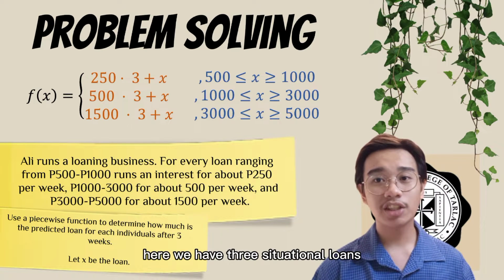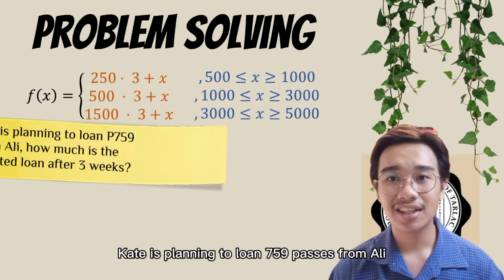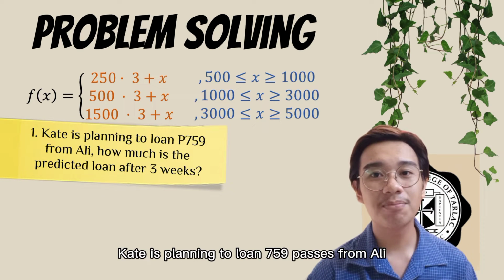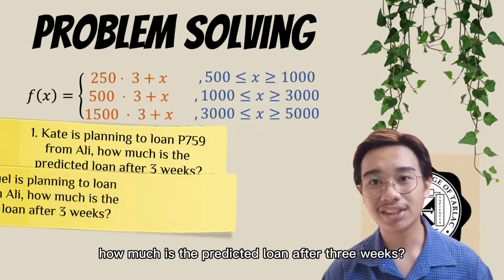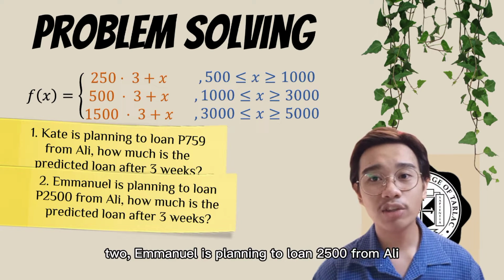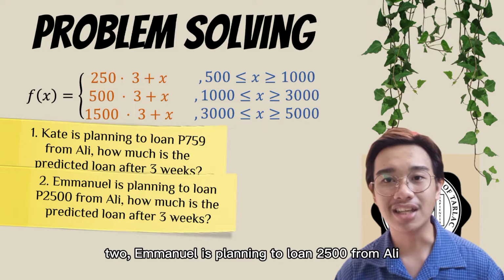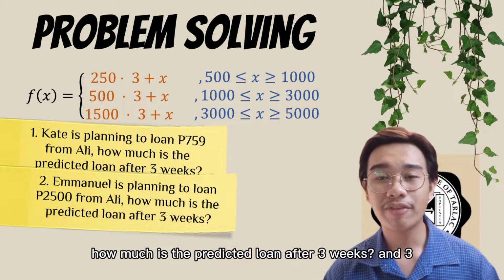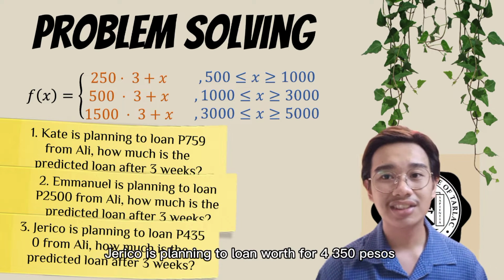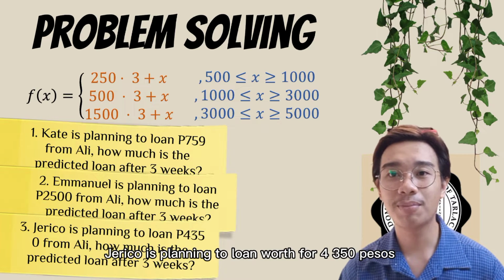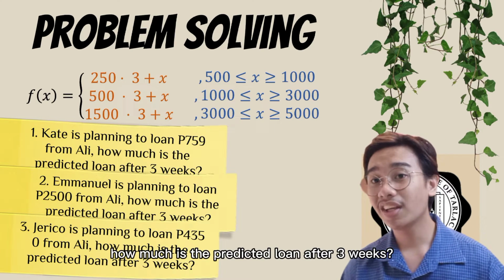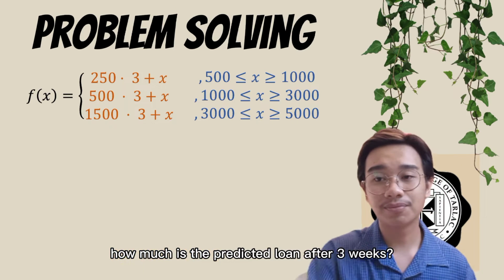Here we have three situational loans. 1. Kate is planning to loan 759 pesos from Ali. How much is the predicted loan after 3 weeks? 2. Emmanuel is planning to loan 2,500 from Ali. How much is the predicted loan after 3 weeks? And 3. Jericho is planning to loan worth 4,350 pesos. How much is the predicted loan after 3 weeks?